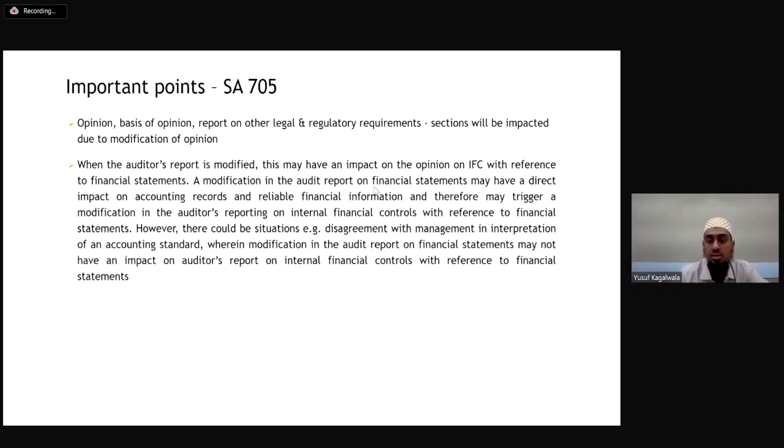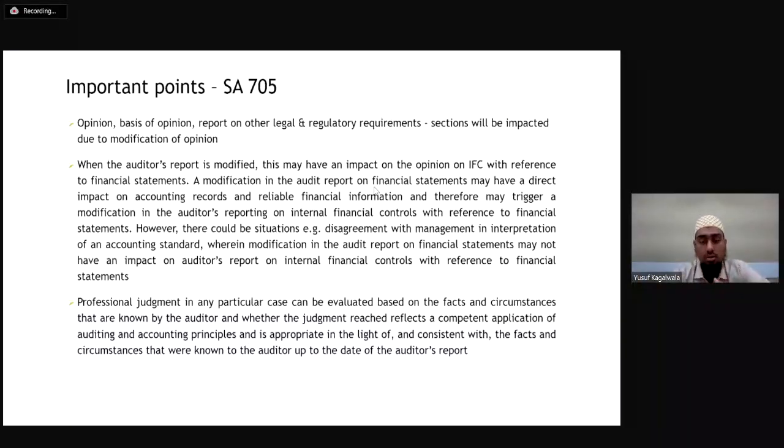Such a scenario can be when there is a disagreement with the management in the interpretation of an accounting standard. The management is following an accounting standard, but it is an interpretation issue. In such a scenario, a qualification will be there because there is a disagreement between the auditors and the management, but the IFC controls are properly working.